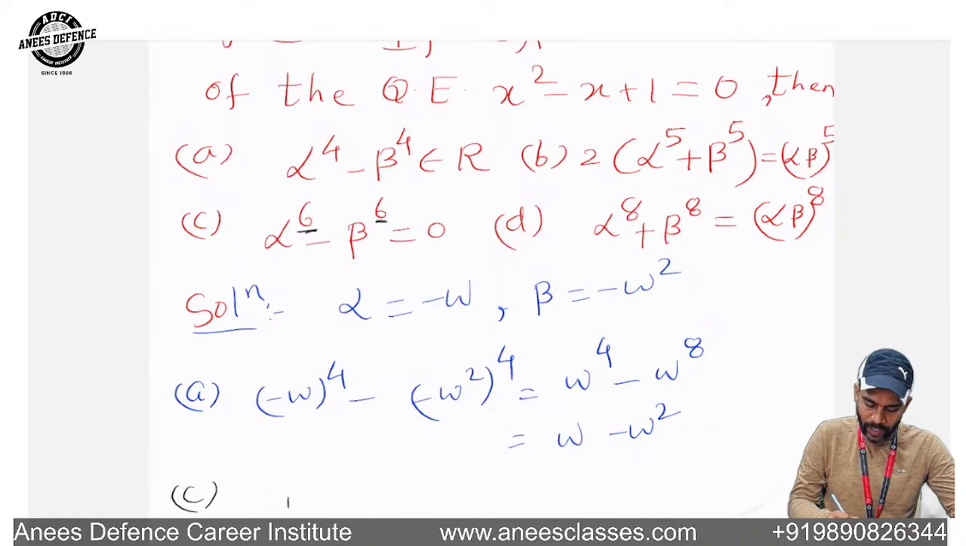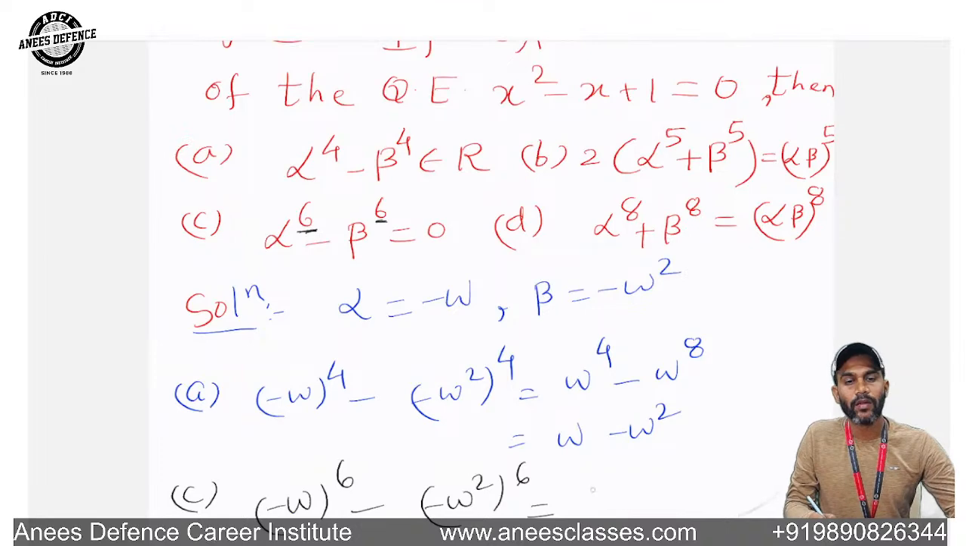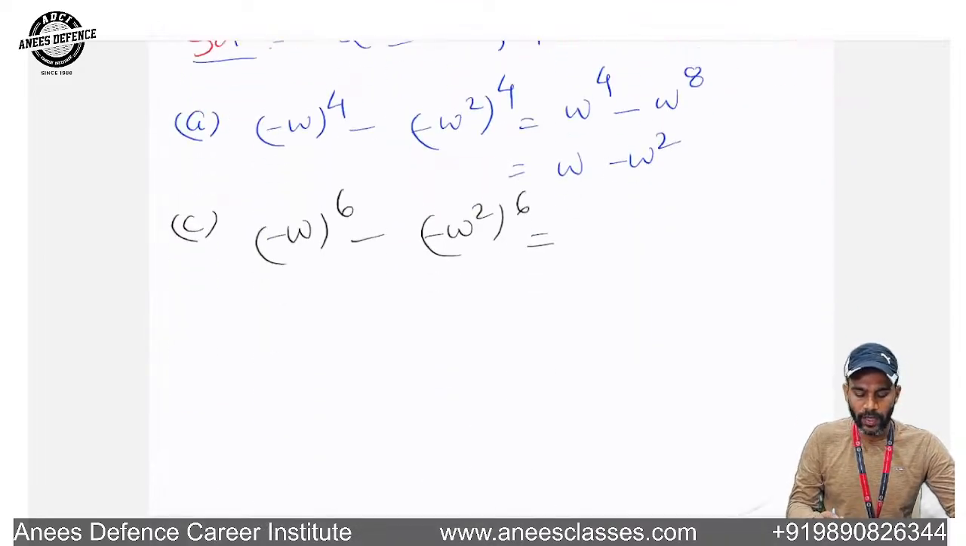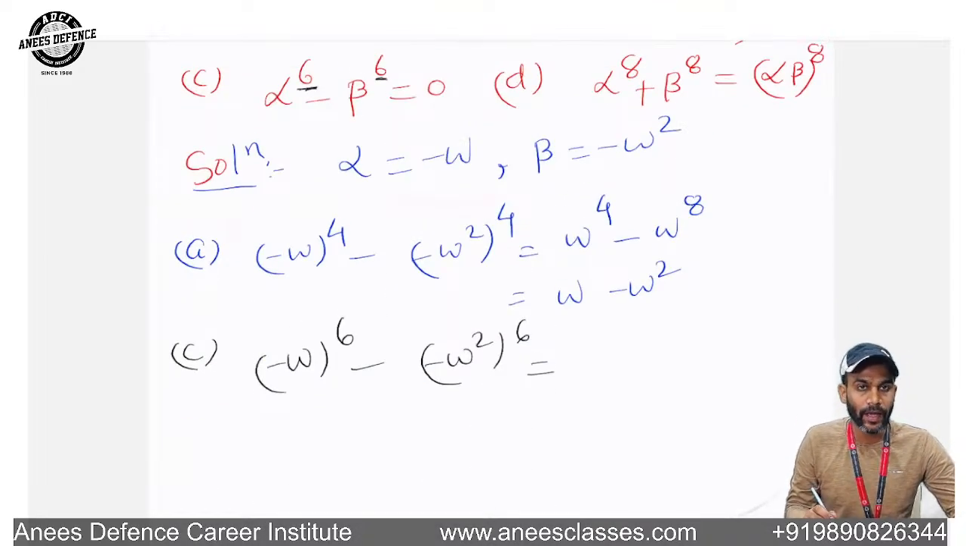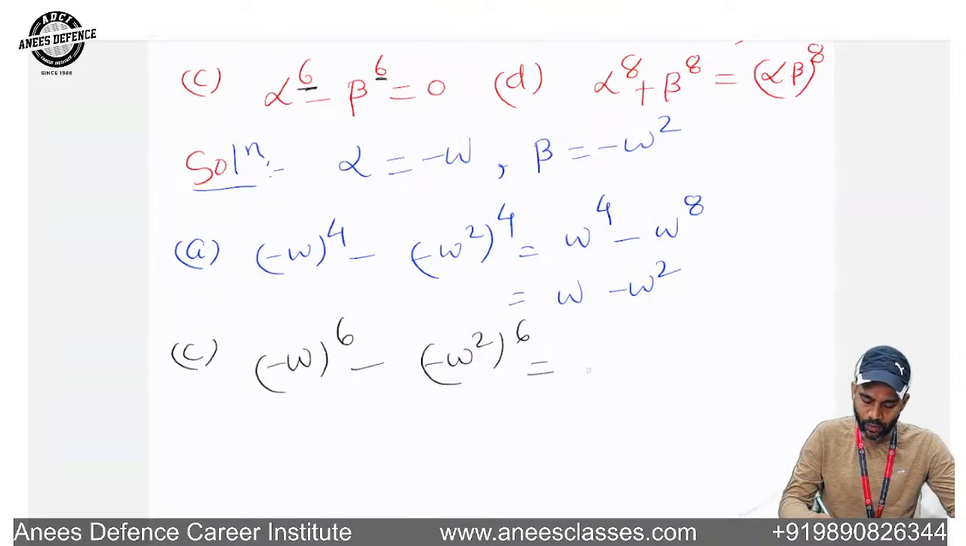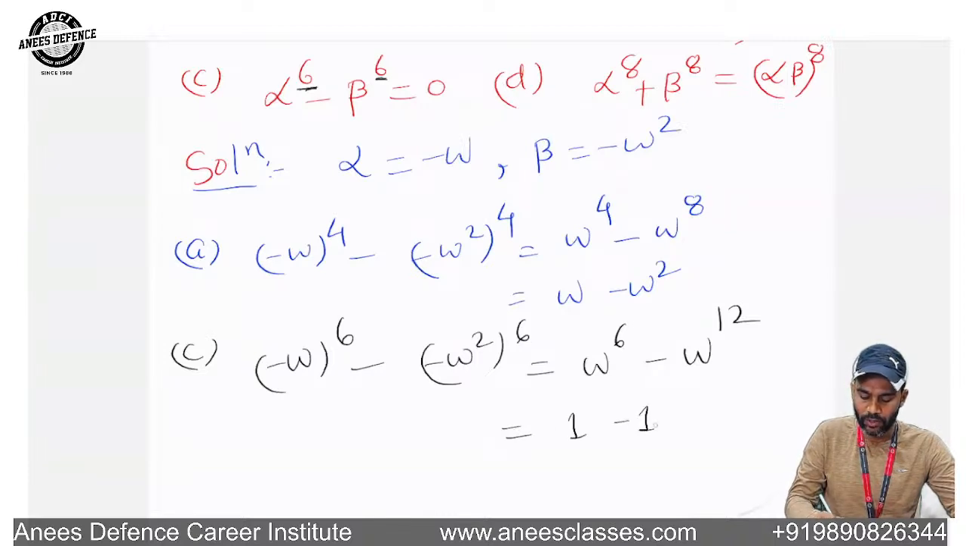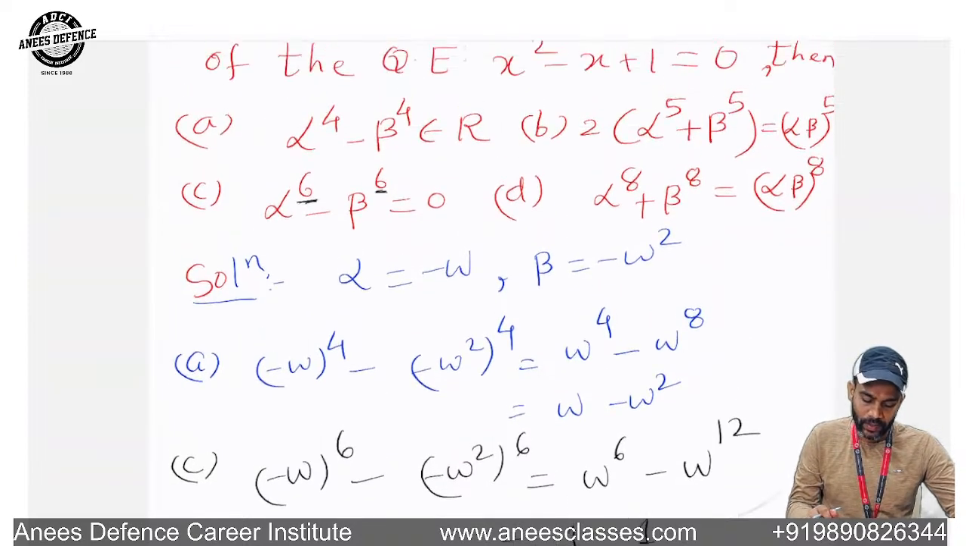So if you see omega to the power 6 minus omega square raised to 6, this is nothing but, if the power is even, then minus becomes plus. So this is nothing but omega raised to 6 minus omega raised to 12. And omega raised to 6 is 1, and omega raised to 12 is also 1, so it becomes 0. Yes or no?